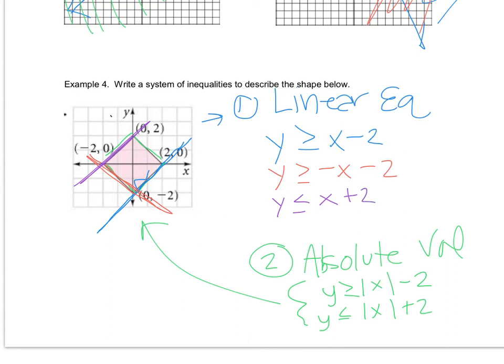And then the last one is y is less than or equal to, it's a negative slope, but the y-intercept is 2. So if I graph this system, it's going to be the same as graphing this system. The absolute value is just shorter to me, but this would be okay and this would be okay.